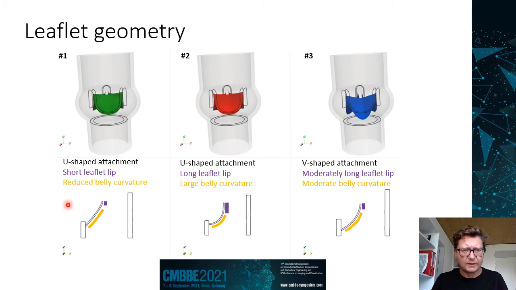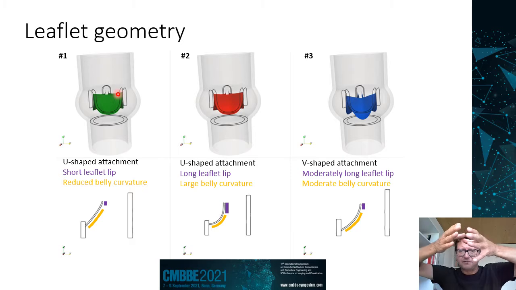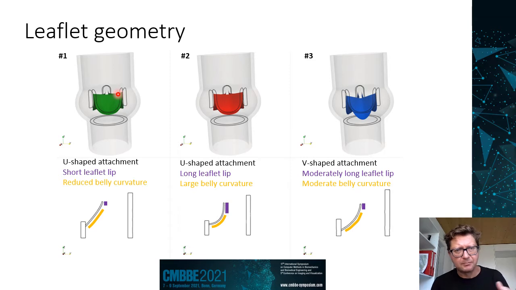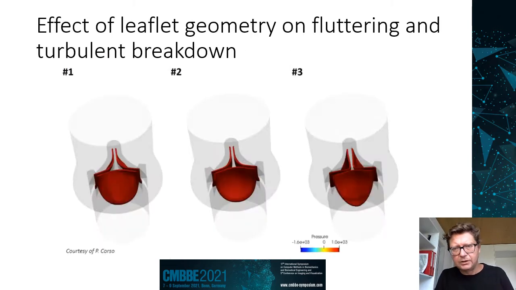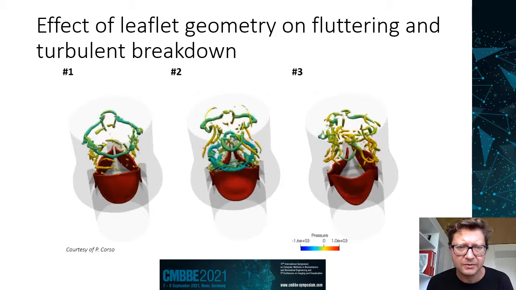In configuration number 1, we have a much reduced belly curvature. However, the length of the trailing edge, so the amount of material you have there to open, is exactly the same. So the open valve orifice is constant in both configurations. It's just that this belly curve is reduced. In configuration number 3, the attachment line, the commissure lines, are modified. It's more of a V-shaped leaflet, whereas these two leaflets here are more U-shaped. If we look at the results obtained with these 3 configurations, we get the following.